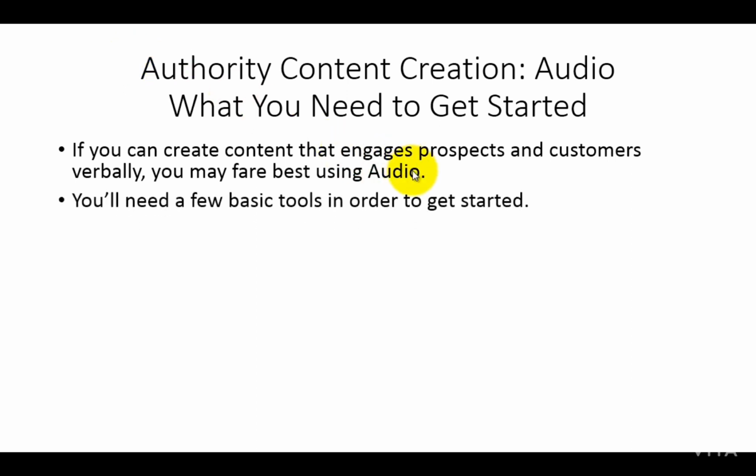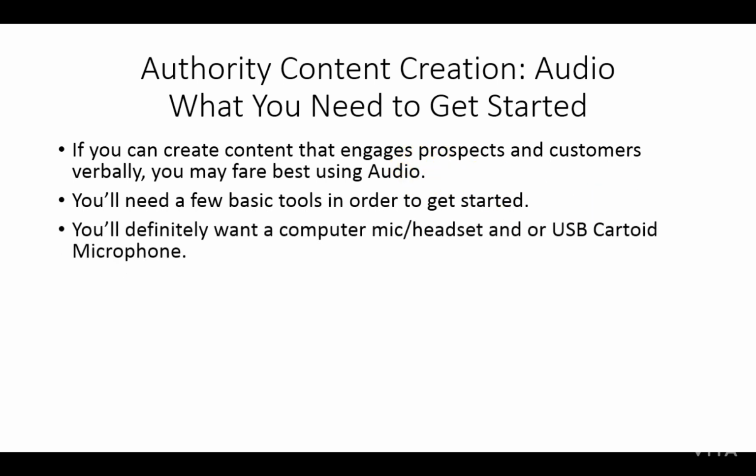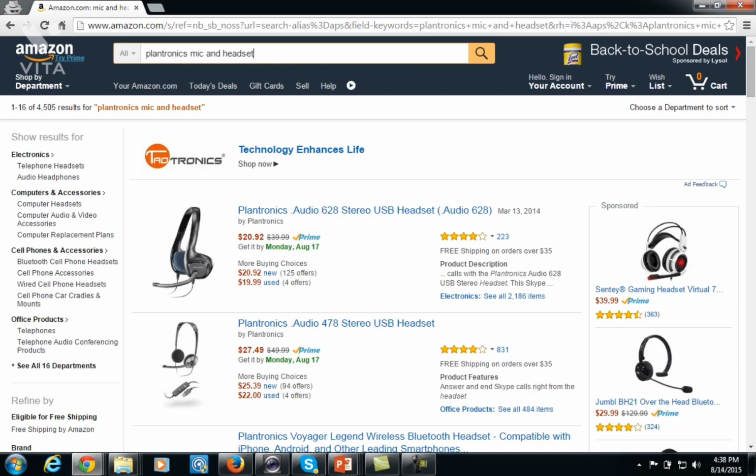Now, you are going to need a few basic tools in order to get started using audio. Now, you'll definitely want a computer mic and headset, and or a USB cardioid microphone. Now, these items do not have to be super expensive. If you do a simple search inside of the Amazon website, you'll notice that there is a Plantronics audio, I think it's a 628. You'll see that it's a general headset. This is just fine to be able to create audio using your personal computer, whether you use a Mac or an actual PC.